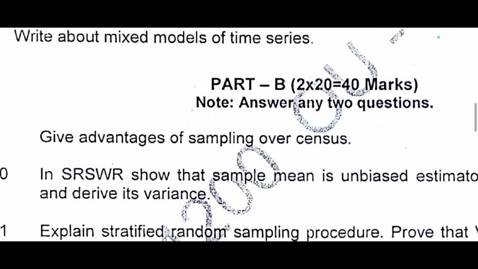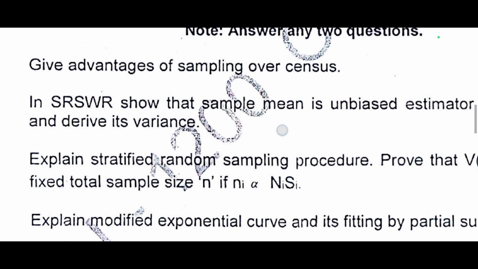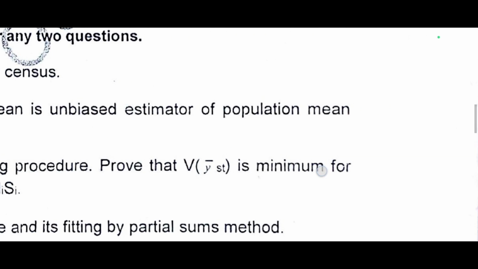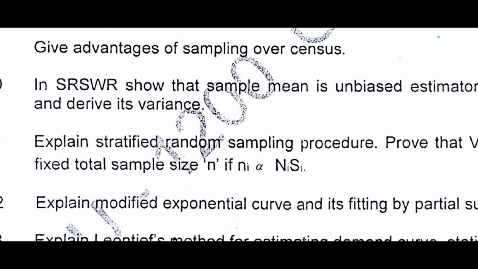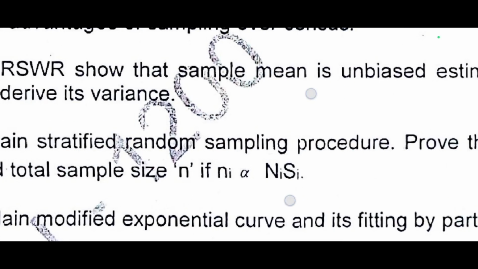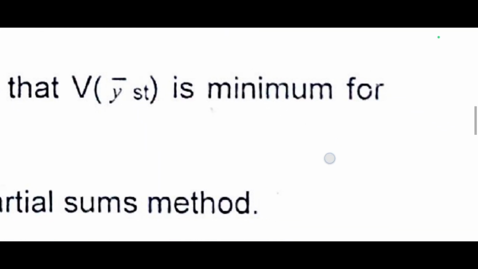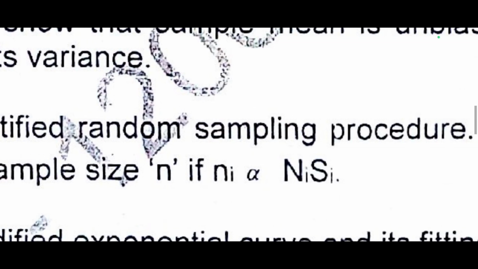Next, 9A and the 10th. Give advantages of sampling over census. Next, in SRSWR, show that the sample mean is an unbiased estimator of the population mean and derive its variance. Explain stratified random sampling and procedure. Prove that variance of y bar of st is minimum for fixed total sample size n when ni is directly proportional to Ni Si.